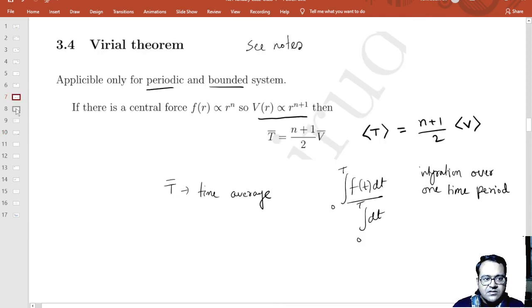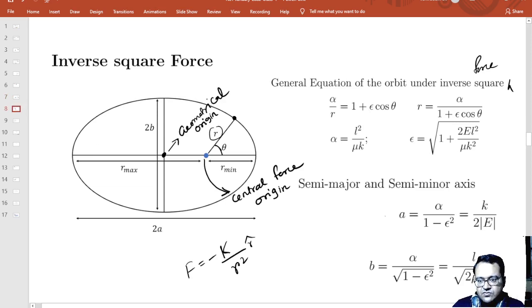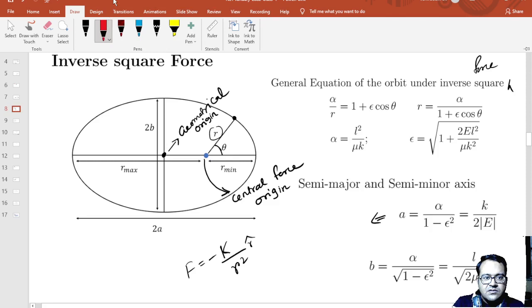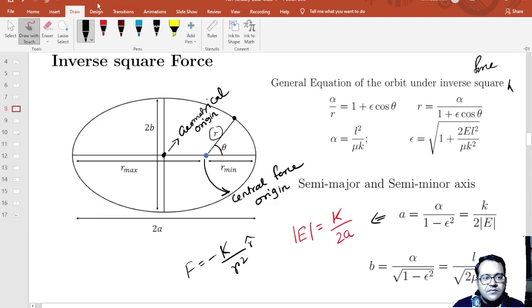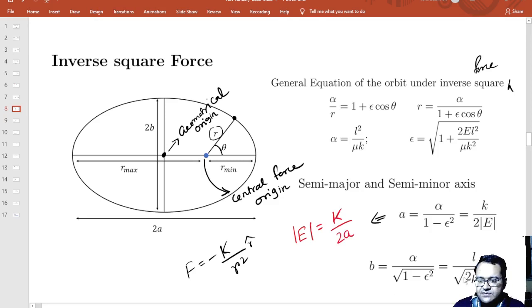So I should mention it here also. From here we get that the energy will be negative, so that's why we are putting a mod there. b is directly related to the angular momentum L by root over 2 mu E. Remember this because sometimes it might be required.